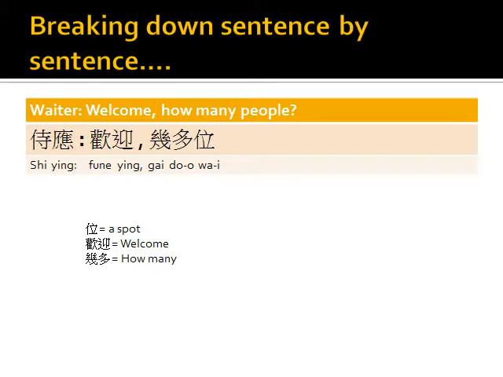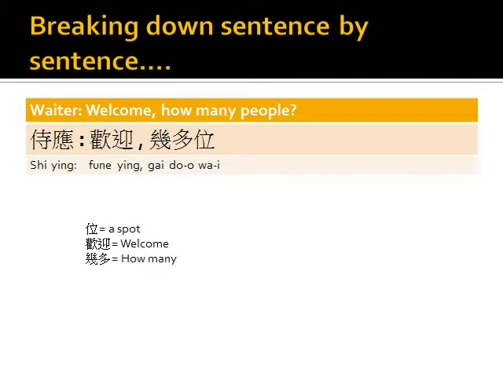So now let's break down each sentence to see what is actually going on. So the first sentence, the waiter says, "Welcome, how many people?" So in Cantonese, waiter is Si Ying, and the waiter said 歡迎幾多位?